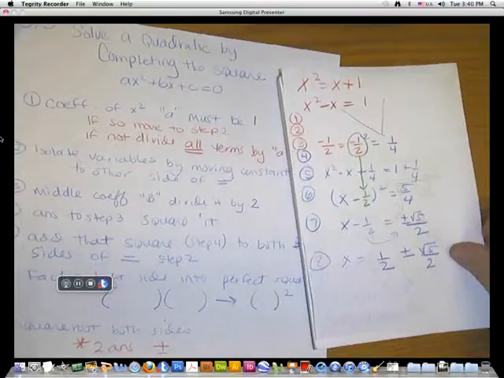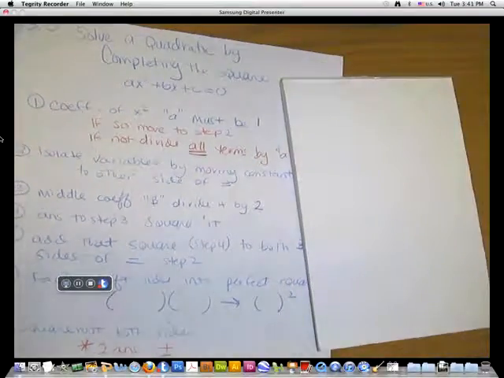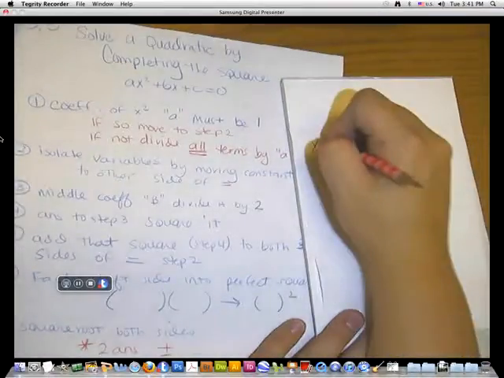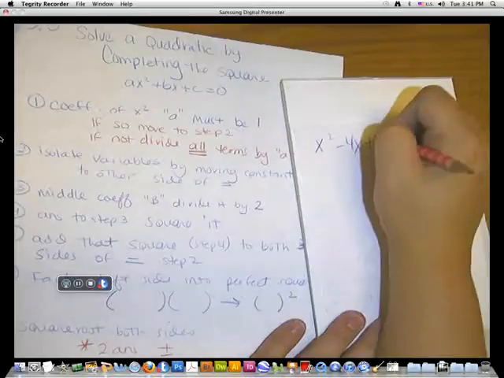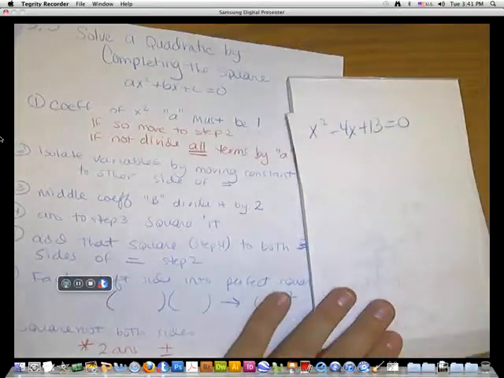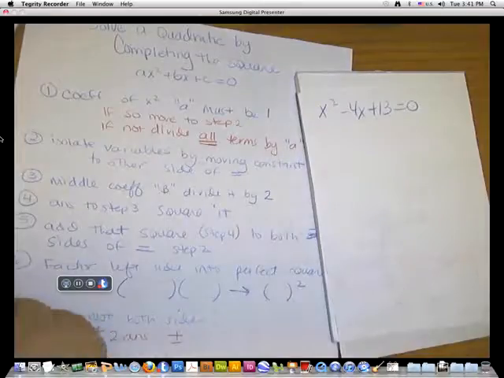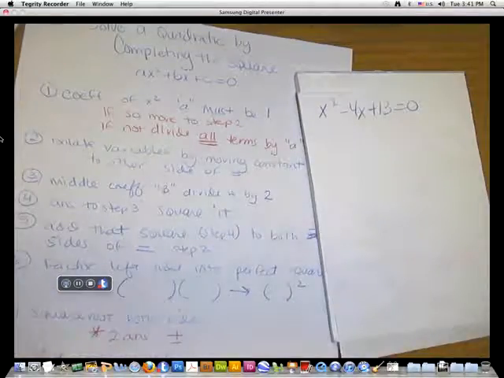All right, last one. x squared minus 4x plus 13. All right, try it on your own. Pause the video, come back, and see if your steps match mine.